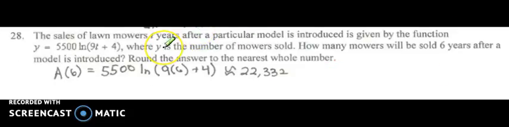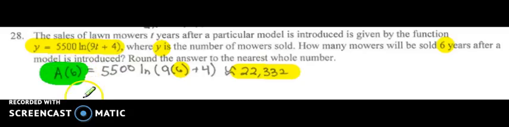In problem number 28, they're giving us a model to solve this problem, and they're telling us y is the number of lawnmowers sold, and they're telling us after 6 years. So the number of years is 6, so I'm plugging 6 into that equation. I am going to round to the nearest whole number, so that's how I got that answer. All of this equation right here says the total amount after 6 years. That's what that says.